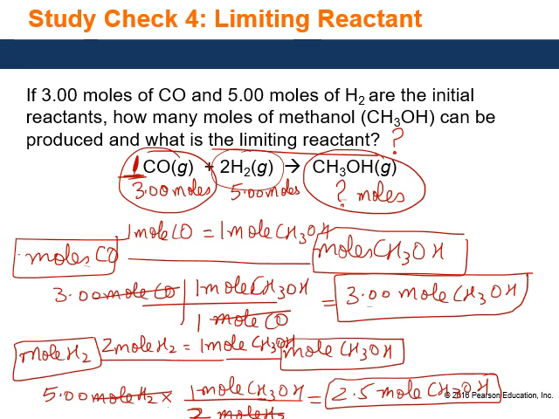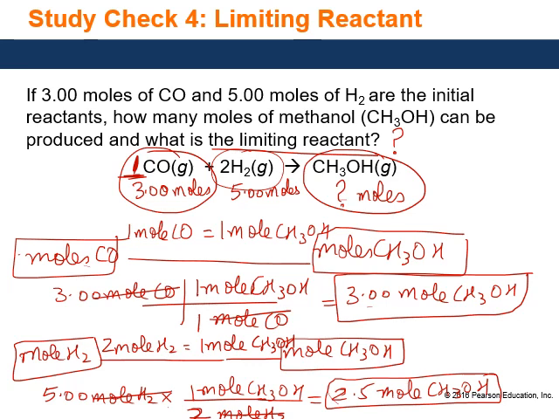So now if I start with carbon monoxide, it will give me 3 moles of methanol. But if I start with 5 moles of hydrogen, it will only give me 2.5 moles of methanol, meaning once I make 2.5 moles of this, my reaction is done. I don't have any more hydrogen left. So this right here is the maximum amount of product I can make.